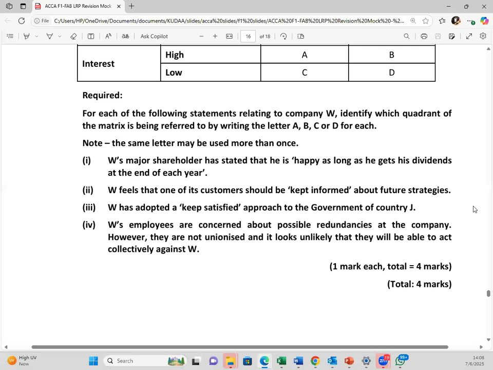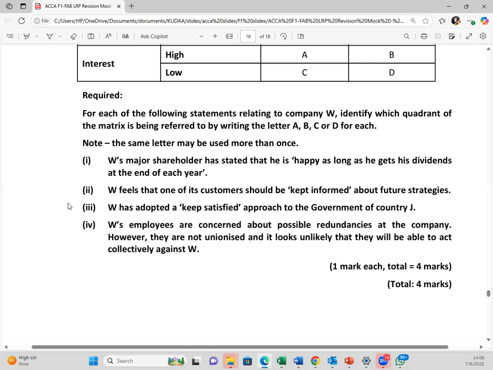W's employees are concerned about the possible redundancies at the company. However, they are not unionized. It looks unlikely that they will be able to collectively act against W. They don't belong to any union. They are concerned about the possible redundancies, but they are not unionized and are unlikely to be able to act collectively.